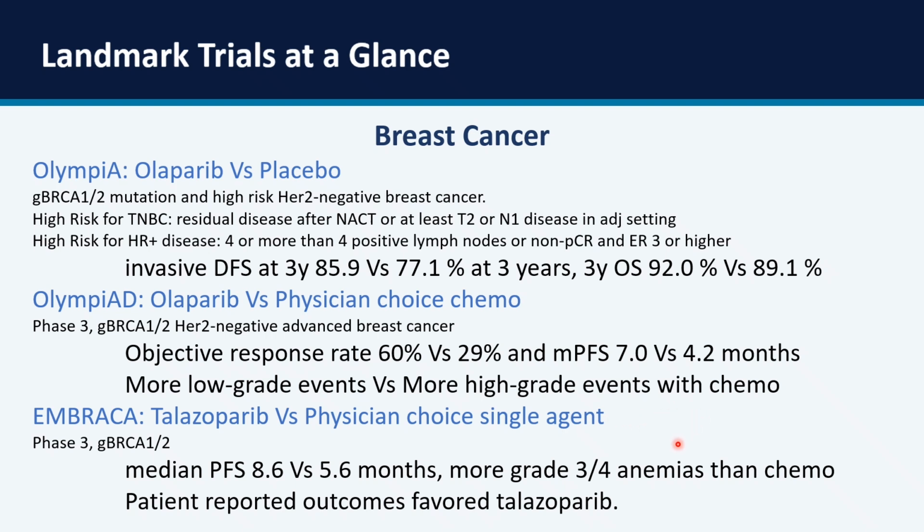The third is the EMBRACA trial, which investigated talazoparib versus physician choice single agent chemotherapy, and there was also a median PFS benefit of 8.6 versus 5.6 months. There was more grade 3 and 4 toxicity of anemia than in the chemo arm, but patient reported outcomes favored talazoparib.